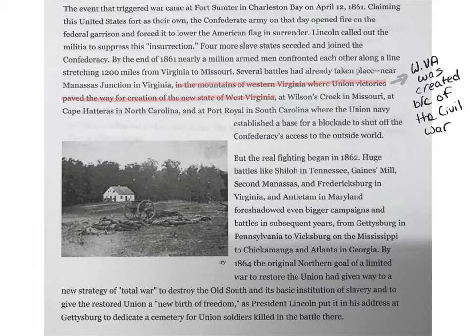So what happens in 1864? The original Northern goal of a limited war ended, and they wanted a total war to destroy the Old South. So make sure you underline those two things. And then I just want you to put off to the side that the North basically wants to destroy the South at this point.